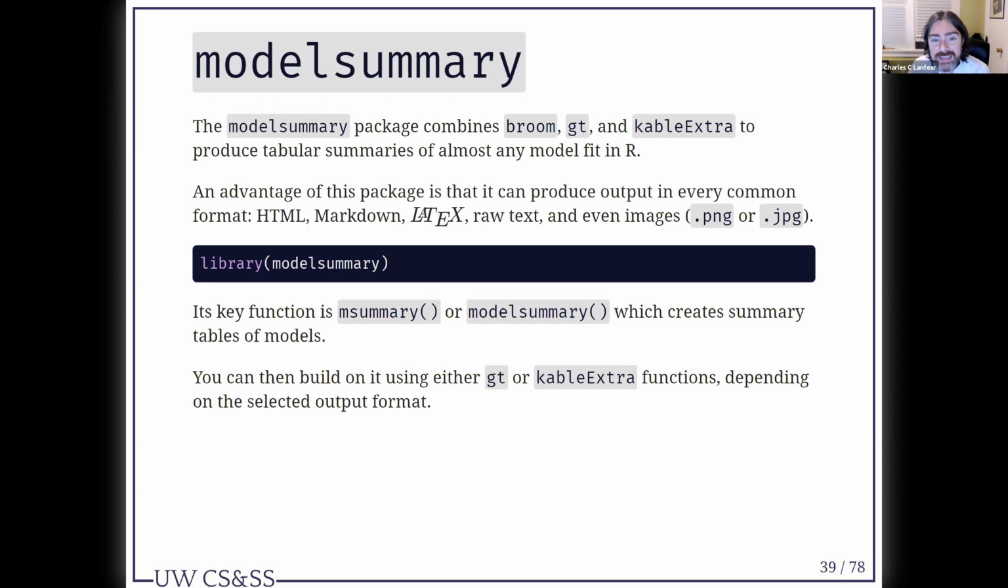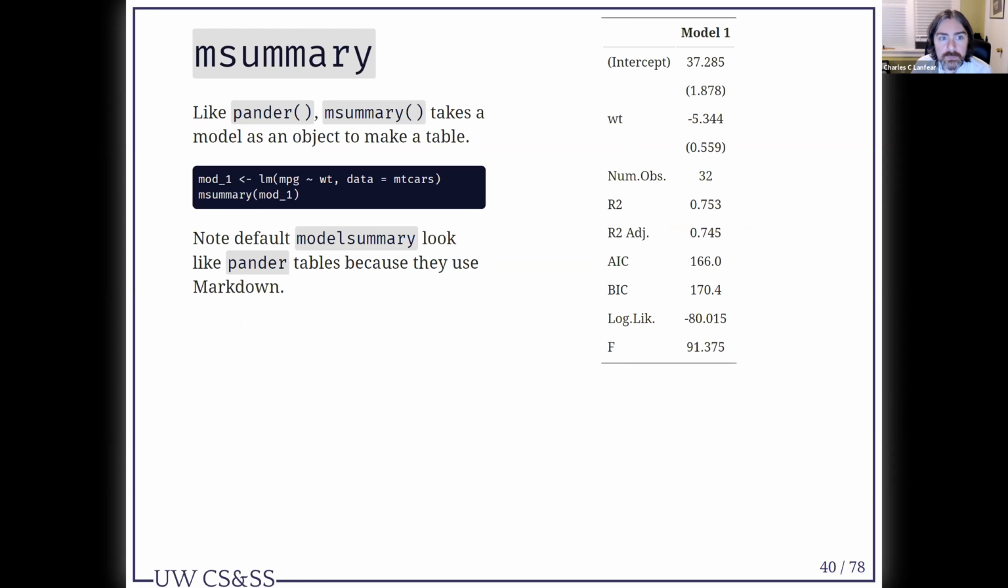Okay? The key function in model summary is the msummary or modelsummary function, which will create summary tables of models you give it. You can then add on to it using either GT or Kable Extra functions, depending on the output you pick. So model summary works like this.